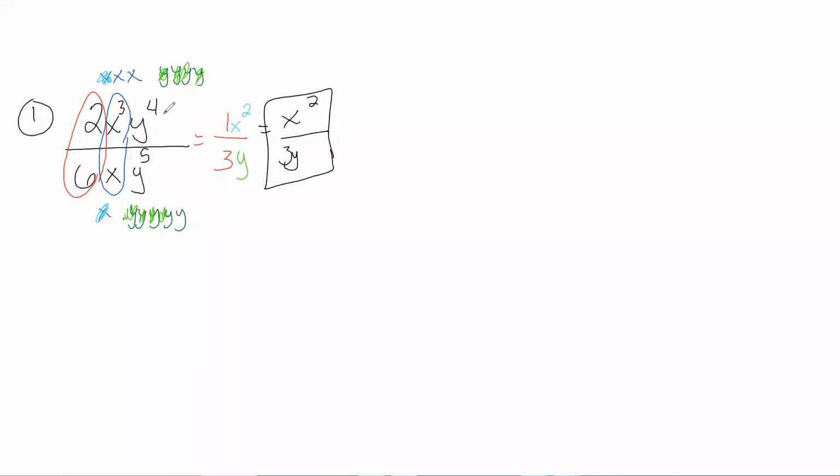Here with my y's, I have 4 y's on the top and 5 y's on the bottom. Subtract them, I have 1 y left on the bottom. Just be very, very careful, because you need to know where you have those, whatever variable it is, where they're left. Okay, so let's do another one here.